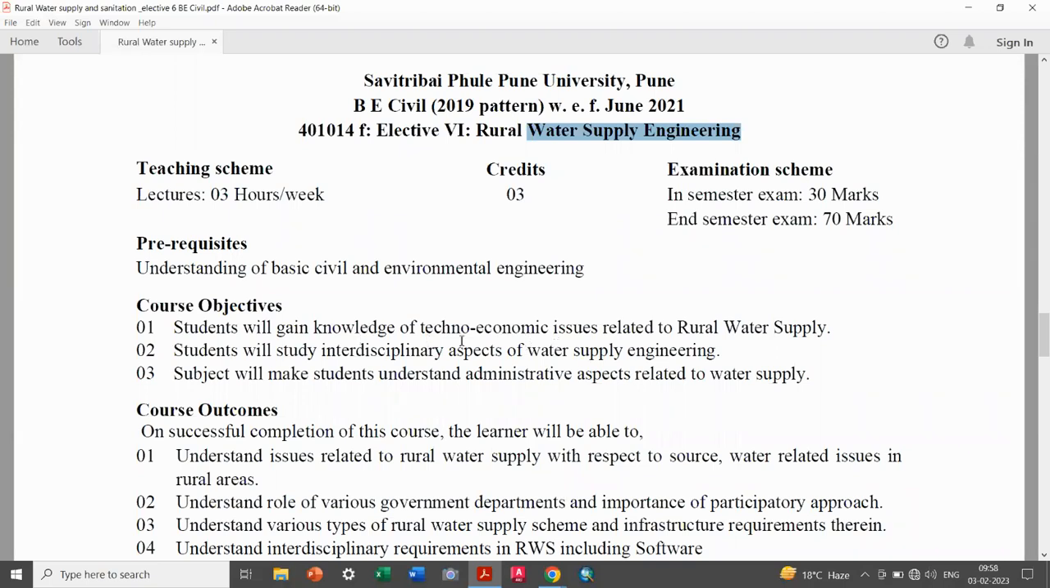So students will gain knowledge of techno-economic issues related to rural water supply. Rural word is very important, because there is much difference between rural and urban water supply. So students will study interdisciplinary aspects of water supply engineering. So already you have studied water supply engineering, that is treatment part, but here there is no requirement or there is no scope for treatment of water.